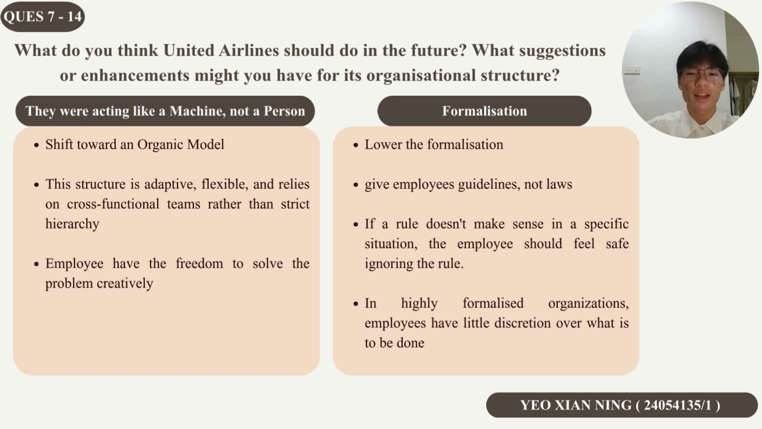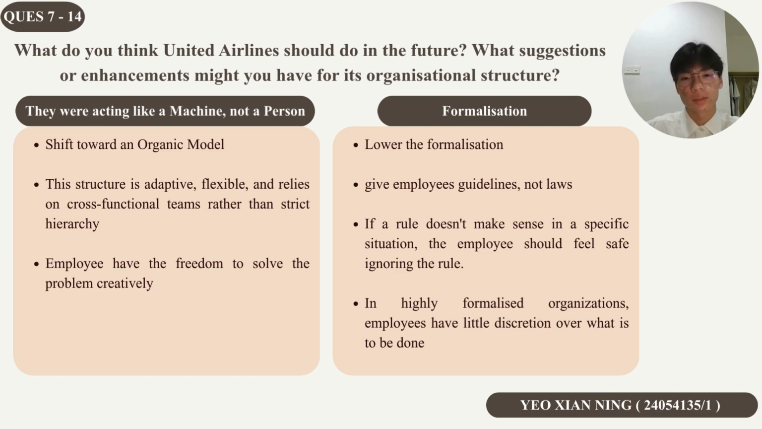United was operating as a mechanistic organization that is characterized by rigid departmentalization, strict chains of command, and high specialization. It treats the company like a machine designed for efficiency. Dragging a passenger off a plane wasn't a choice by one person, but the result of this kind of system that was more important than human decency.